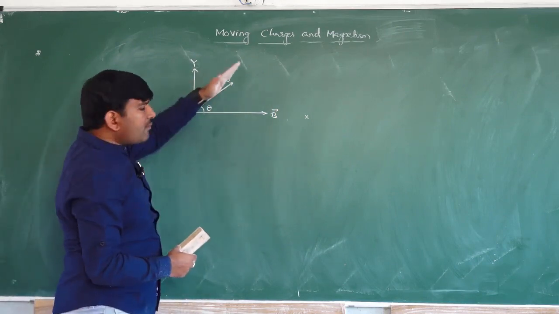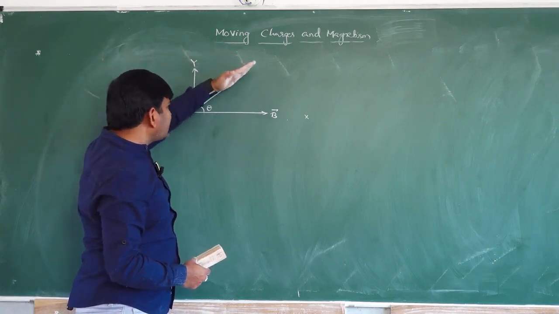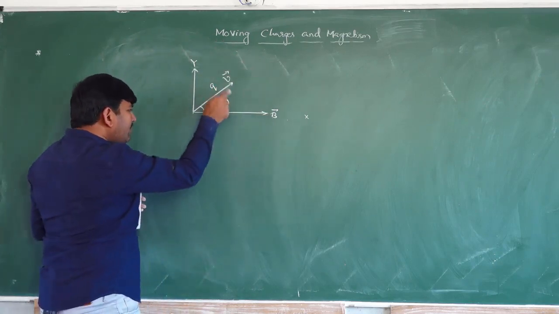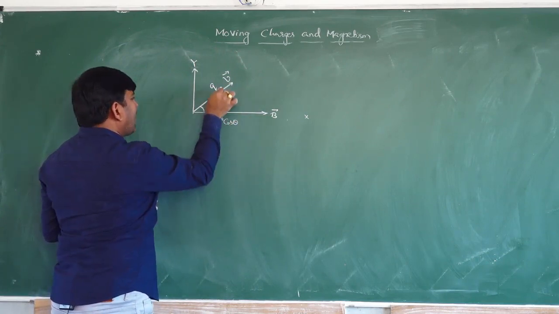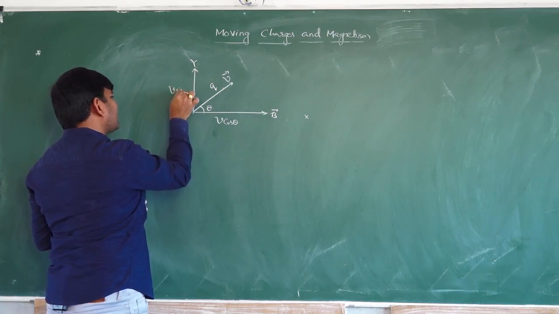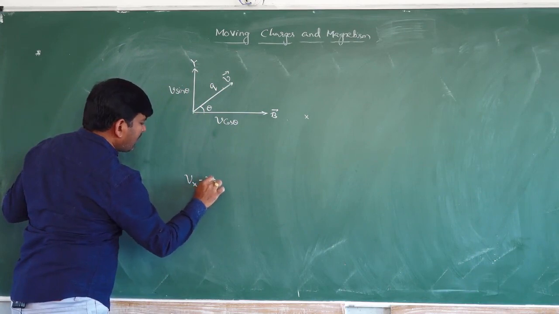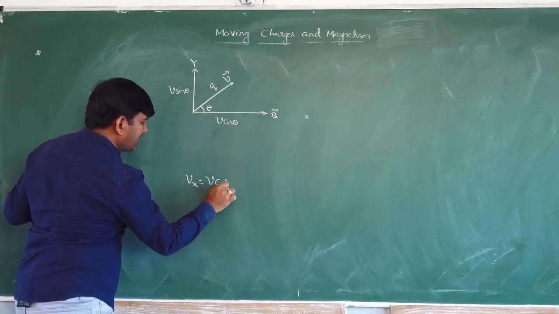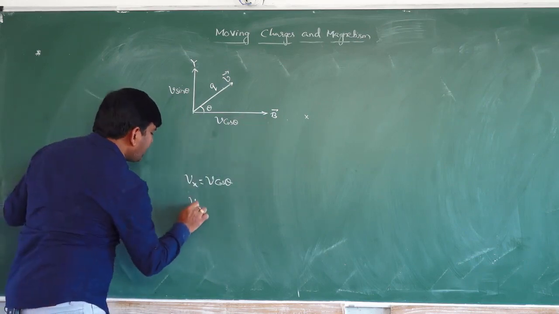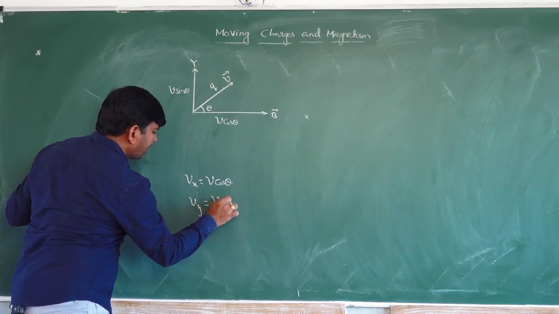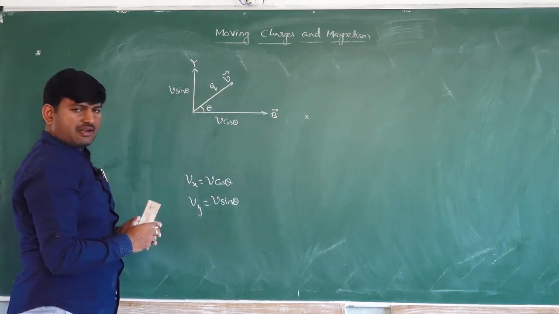Now I can resolve the velocity vector parallel to the magnetic field and perpendicular to the magnetic field. What is this v bar in the direction of B? The v bar in the direction of B is taken as v cos theta, and in this direction is taken as v sin theta. So here Vx, the x component of velocity, is v cos theta, the component of velocity parallel to the magnetic field, and Vy is equal to v sin theta. V sin theta is the component of velocity perpendicular to the magnetic field.